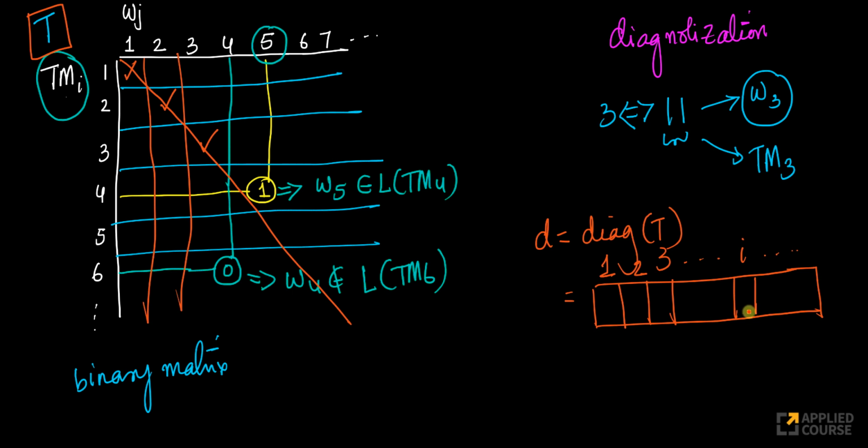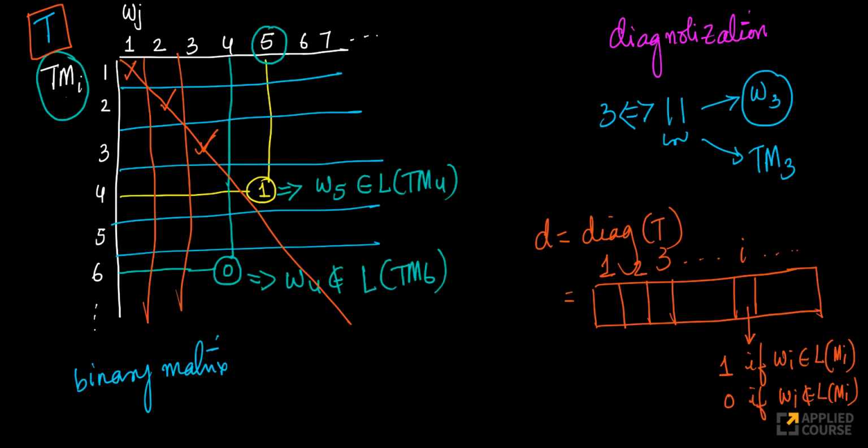Now look at this. What does this ith value represent? This will be equal to 1 if Wi belongs to the language of Turing machine Mi. It is 0 otherwise, 0 if Wi doesn't belong to the language accepted by Turing machine Mi. That's what it means, right? Look at this. If it is the third word and third machine, is the third word accepted by the third Turing machine? That's all. So this is what I call my diagonal vector.